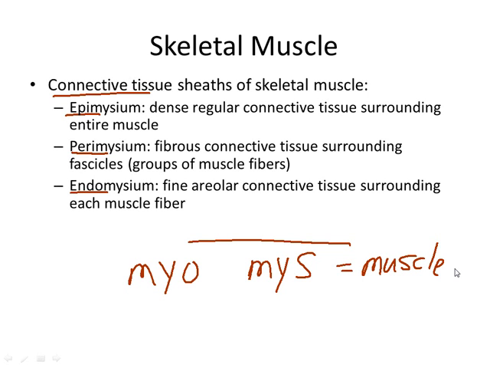So the epimysium is upon or around the muscle. Okay? Peri also means around, but it's a smaller around, and I'll show you a picture. And then endo is the innermost layer. Let me show you the picture so you can get an idea.